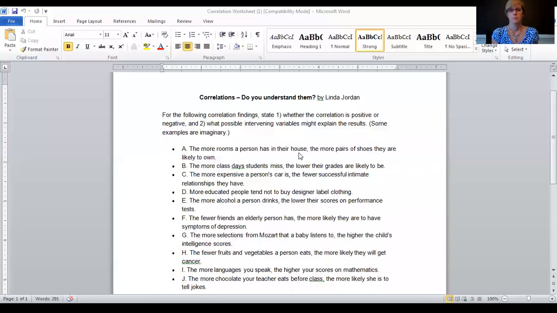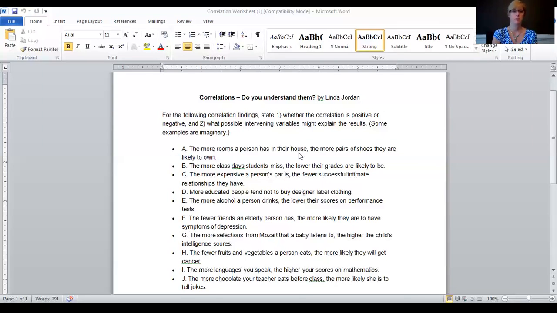It may help now to look at this worksheet that you need to do. So either print it out, or you could look at it on the screen, I guess, or have it open on your laptop. I want you to go through A through J and label each as a positive correlation or a negative correlation. Now, all you are looking for here is which direction the two variables go. As one goes up, does the other also go up or go down? Do they move in the same direction, then it's positive, or in different directions, negative?